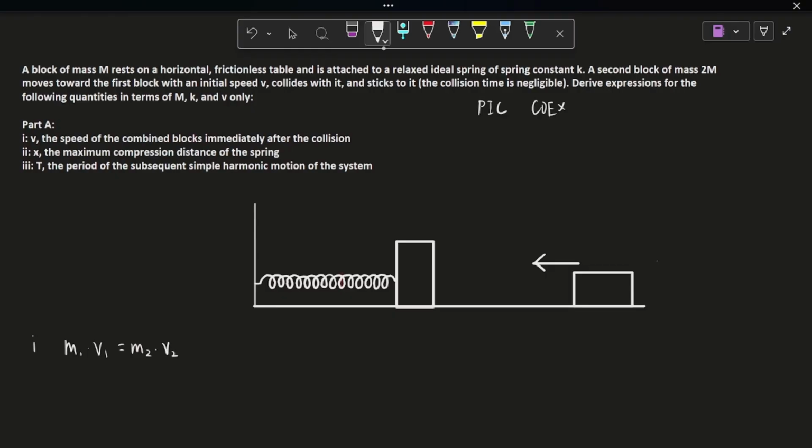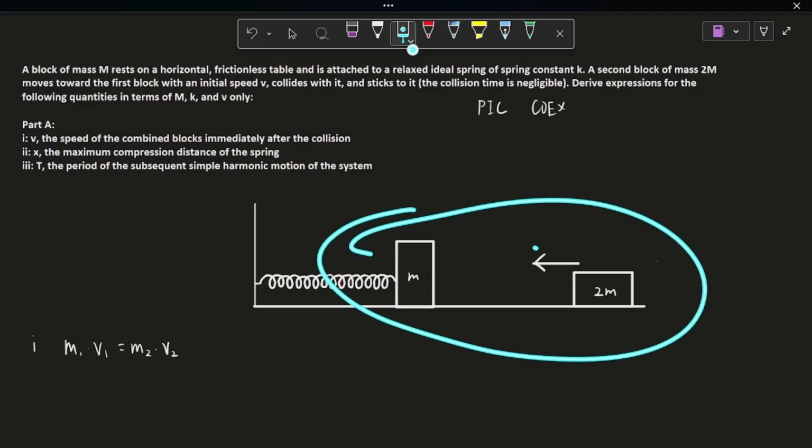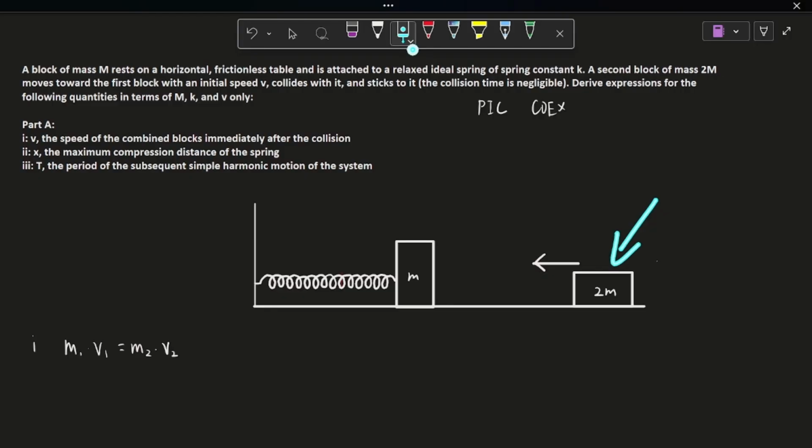What is m1? Is it m or 2m? If your answer is 2m, you're correct, because the only object that brings momentum to the entire system will always be the one that's moving, which is 2m in this situation. You can write m1 is equal to 2m. What is v1? Obviously, I already told you the initial speed v. v1 equals v.